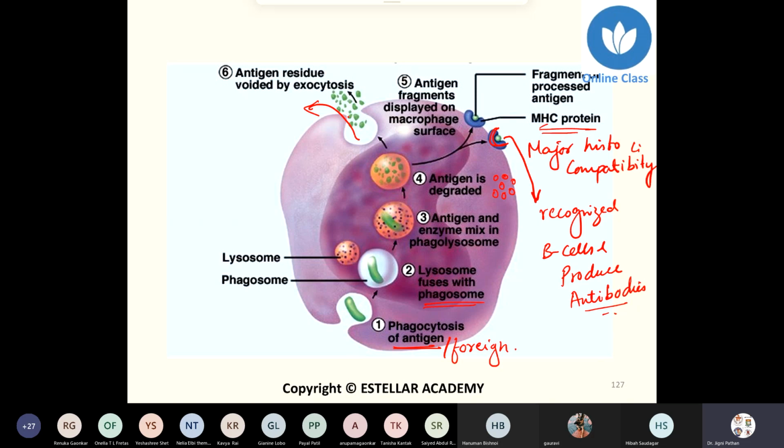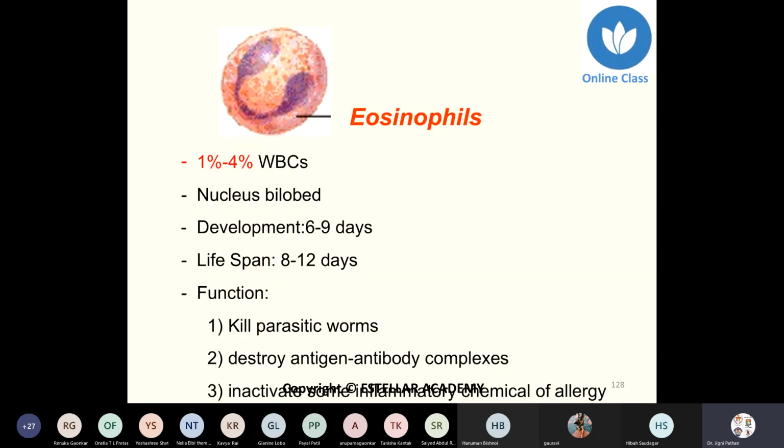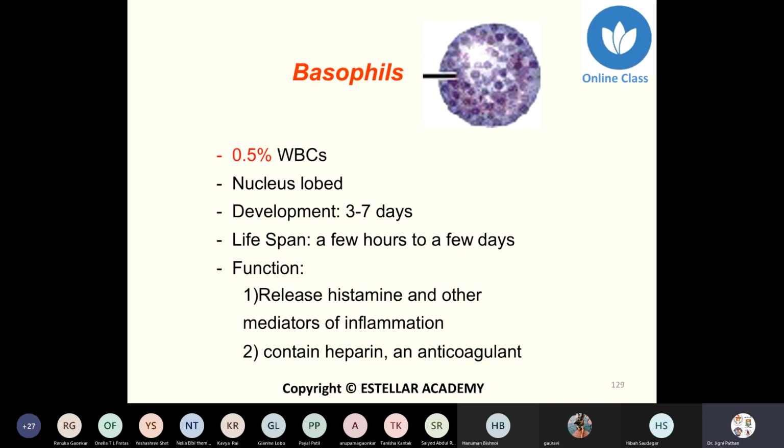Next, eosinophil. See, everything is given. Development is not important. Lifespan is also not important. The important things I have told you. Basophils, we have discussed. Lymphocytes. You can write down about the lymphocyte if you have missed something.